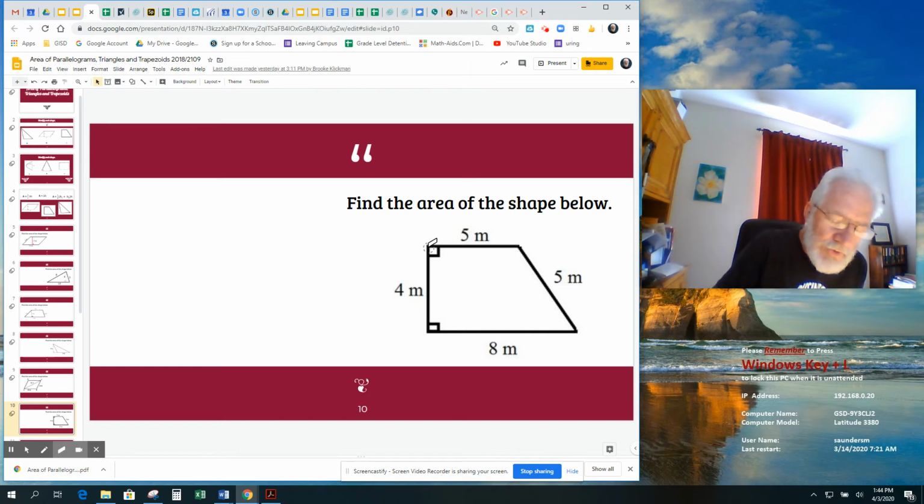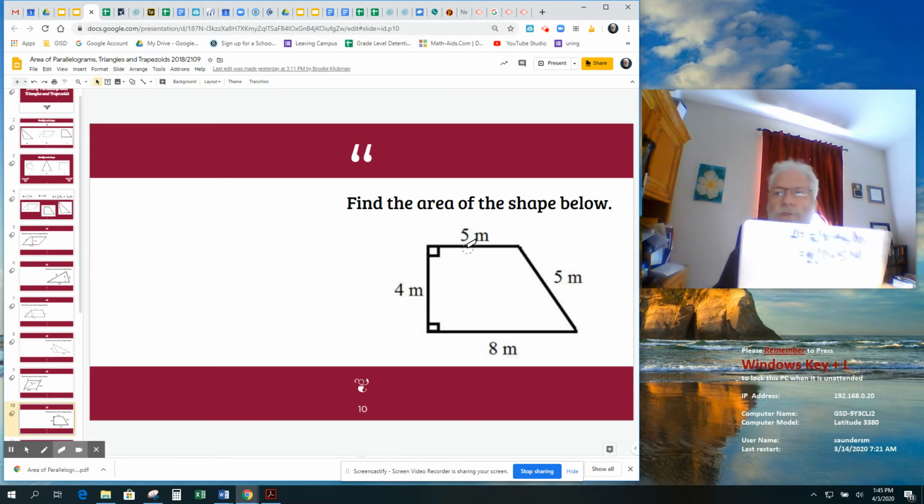So area equals, I'm going to fill in what I know now. Base 1 is 8, and base 2 is 5. So I got that from these bases. Base 1 is 8, base 2 is 5, and the height, we said, is 4 meters. Okay, so here's what I've written so far. Start with writing my formula. Area equals 1/2 the quantity B1 plus B2 times H. That's the area of a trapezoid.